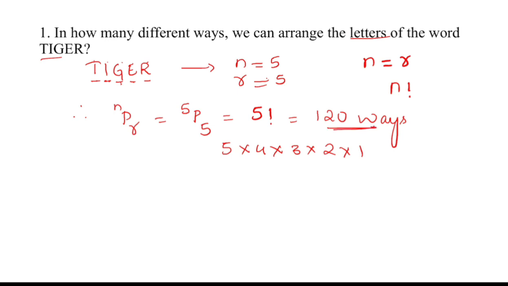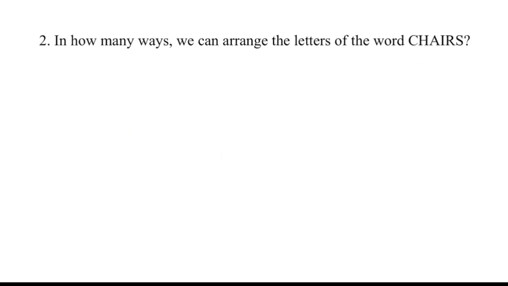Okay. So the next problem: in how many ways can we arrange the letters of the word chairs? So there is a word chairs. In how many ways can we arrange them? How many places are there? We have to arrange them within these 6 places itself, isn't it? You can arrange it like this: C, H, A, I, R, S, or we can arrange it as C, A, I, H, R, S. Like this also we can arrange, isn't it?